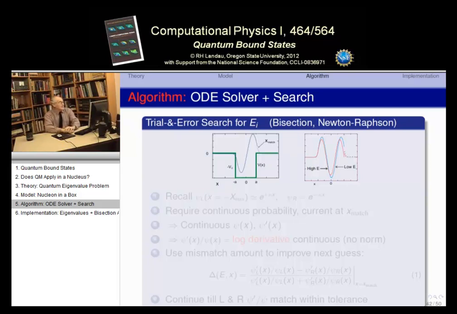Excuse me. I digress. So, how do we match up? How do we do a trial and error search here? Well, here's our problem again. We're trying to integrate in from the left. We have a wave function we've integrated in. Here we have a bit of a wiggle. Well, I'll do it the right way, okay?